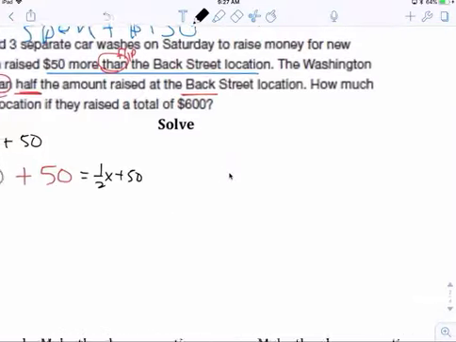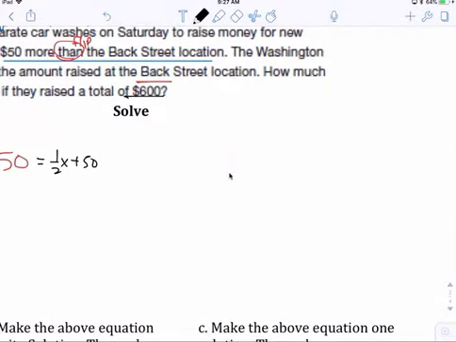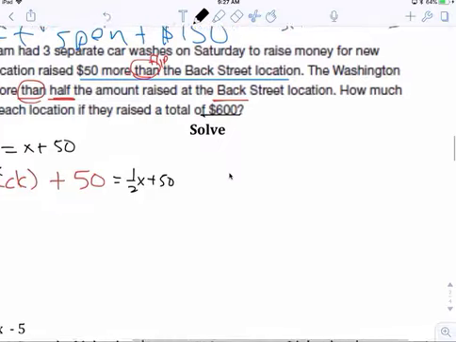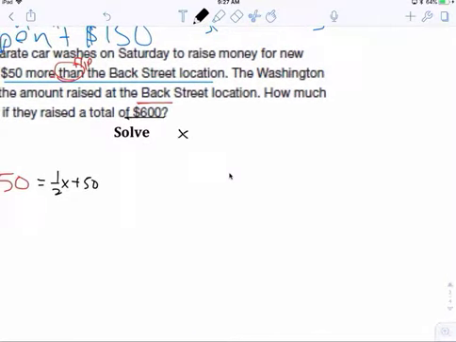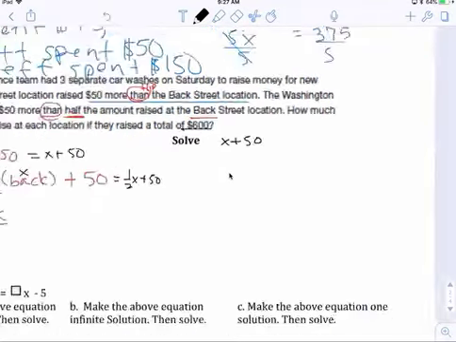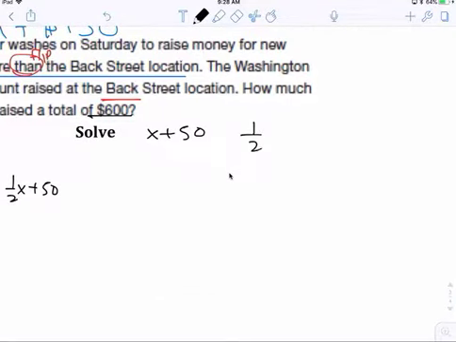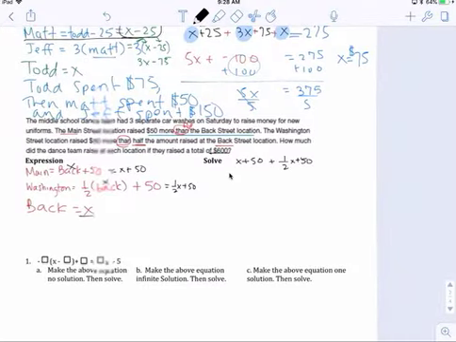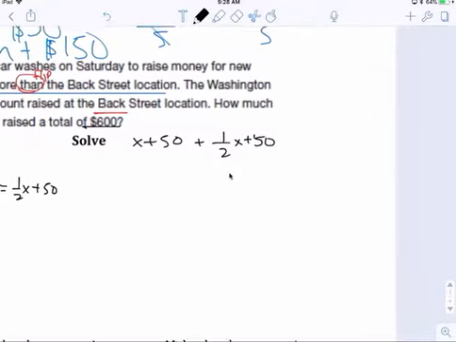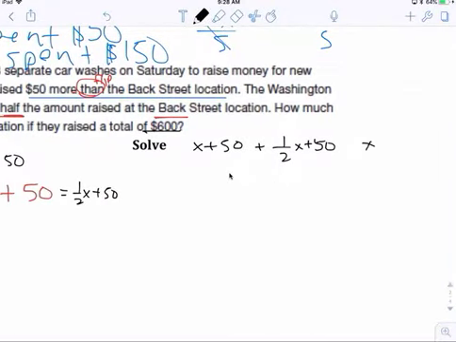Okay, let's solve this. They want to make a total of $600. X plus 50 is Maine. Washington is 1/2 x plus 50. And then that is x. And then that adds up to $600.